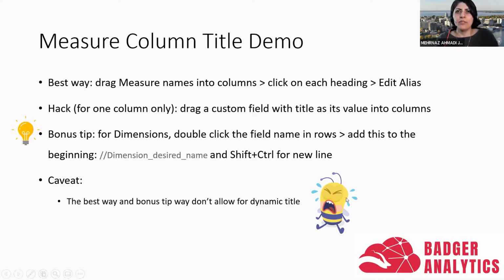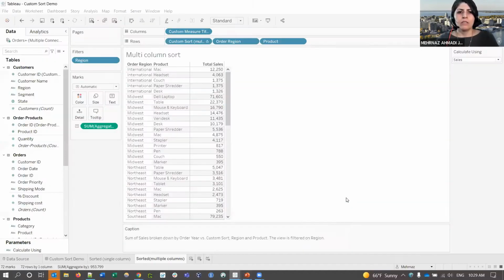So if you have multiple columns that are measures, you can just pull the measure names over, and then right-click one by one and change each to whatever you want. I couldn't find a great way of doing dynamic measures.